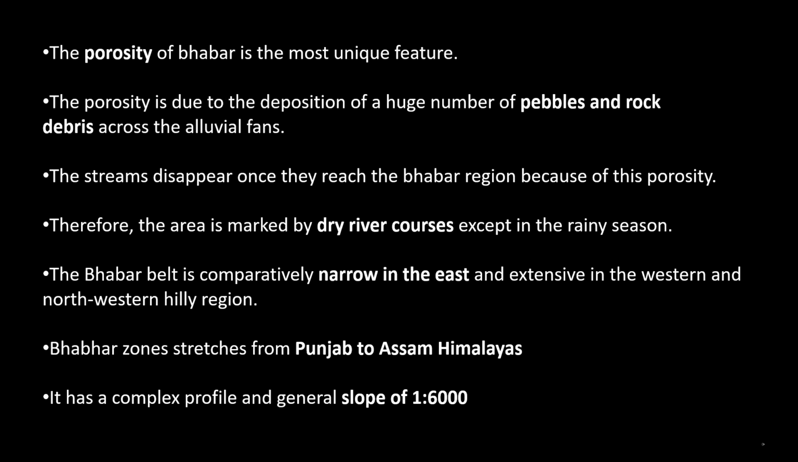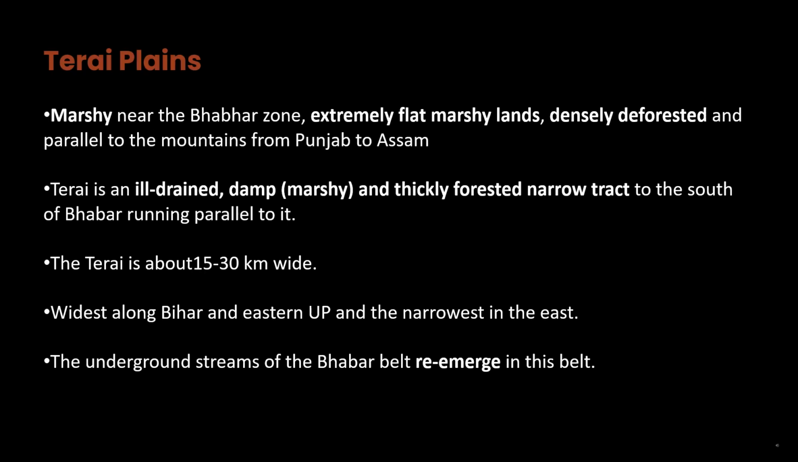The Babar belt is comparatively narrow in the east and extensive in the western and northwestern hilly region. Babar zone stretches from Punjab to Assam Himalayas. It has a complex profile and general slope of 1 to 6,000. Terai Plains. Marshy near the Babar zone, extremely flat marshy lands, densely forested and parallel to the mountains from Punjab to Assam. Terai is an ill-drained, damp, marshy, and thickly forested narrow tract to the south of Babar running parallel to it.